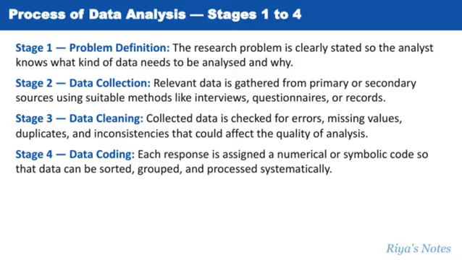Relevant data is gathered from primary or secondary sources using suitable methods like interviews, questionnaires, or records. Stage 3, Data Cleaning. Collected data is checked for errors, missing values, duplicates, and inconsistencies that could affect the quality of analysis. Stage 4, Data Coding. Each response is assigned a numerical or symbolic code so that data can be sorted, grouped, and processed systematically.